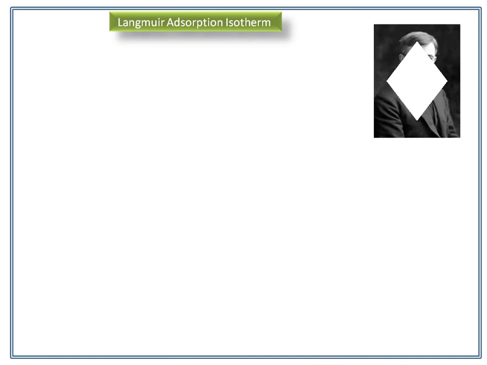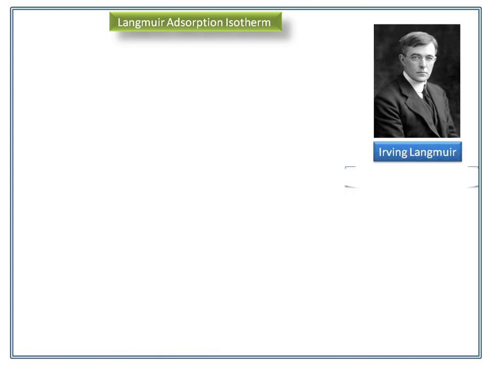Now we discuss the Langmuir adsorption isotherm. Irving Langmuir presented his model for the adsorption of species onto simple surfaces. Langmuir was awarded the Nobel Prize in 1932 for his work concerning surface chemistry. The Langmuir adsorption model is the most common model used to quantify the amount of adsorbate adsorbed on an adsorbent as a function of partial pressure or concentration.